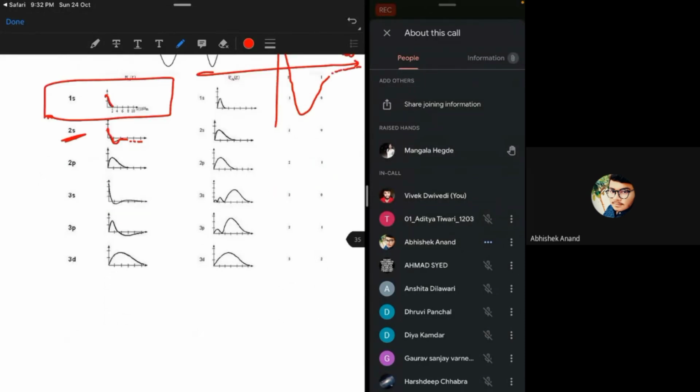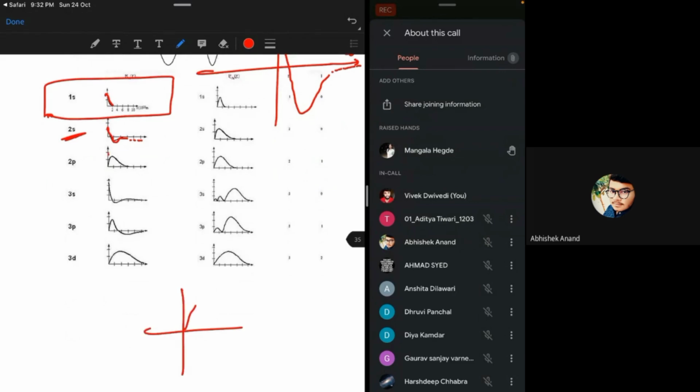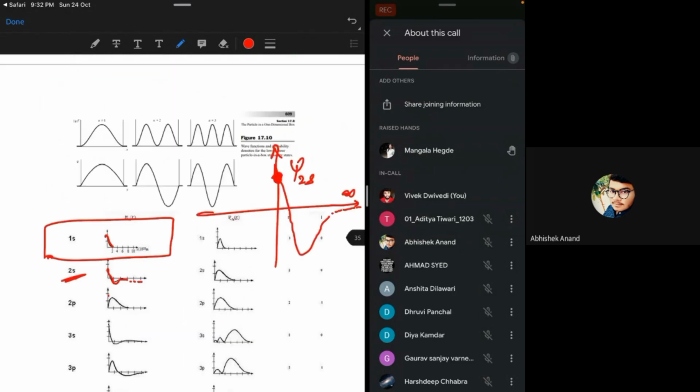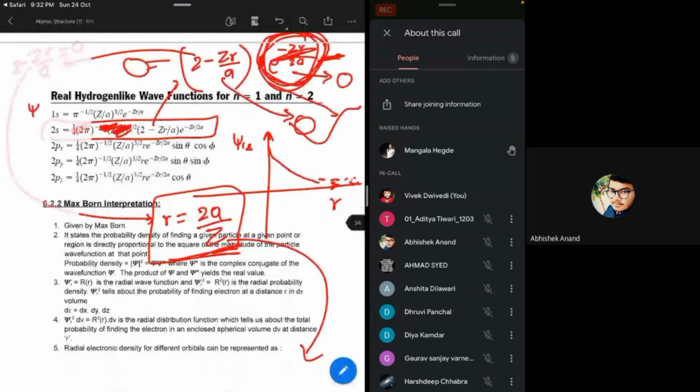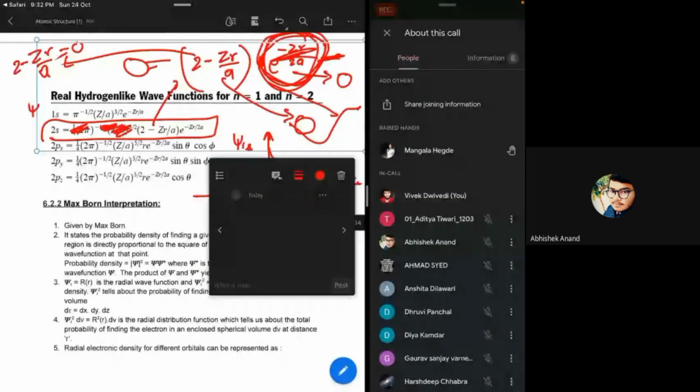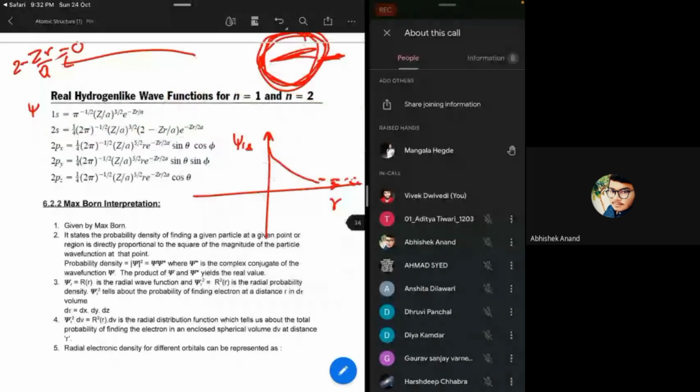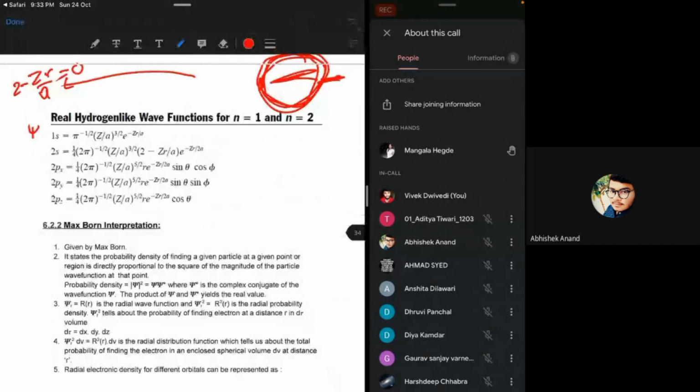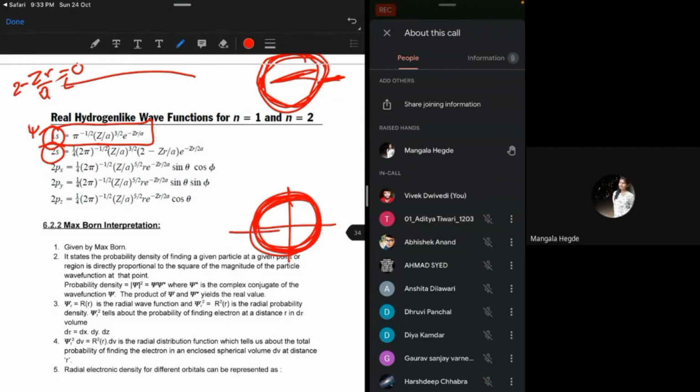Similarly, for psi 2p, you get something like this. Why do you get something like that? Because if you all notice something, for 1s, since the s orbital is spherically symmetric, right? The s orbital is spherically symmetric, right? Yes, sir. So there is no psi theta phi dependence.